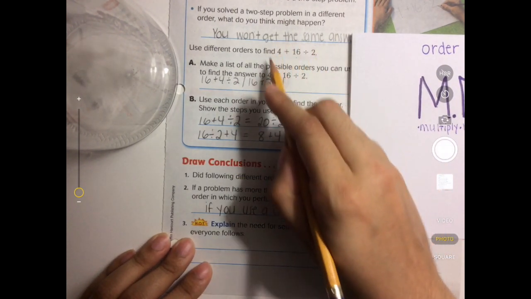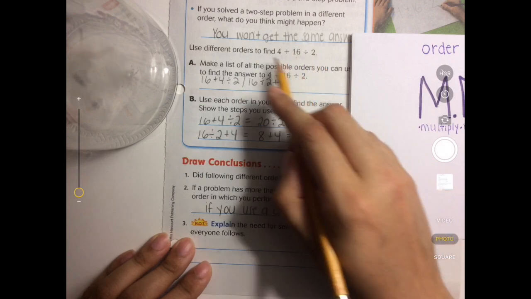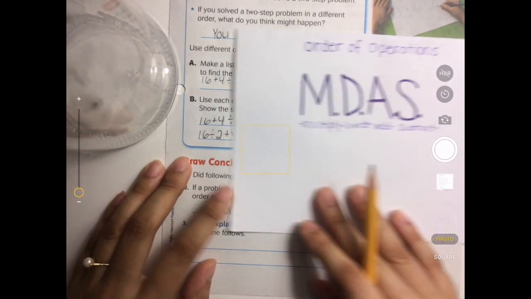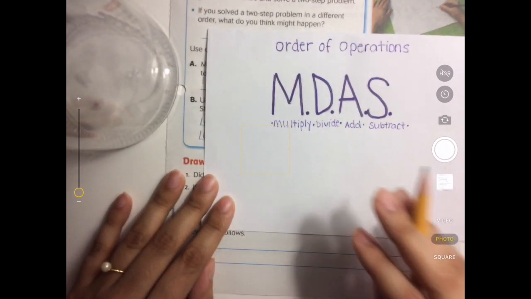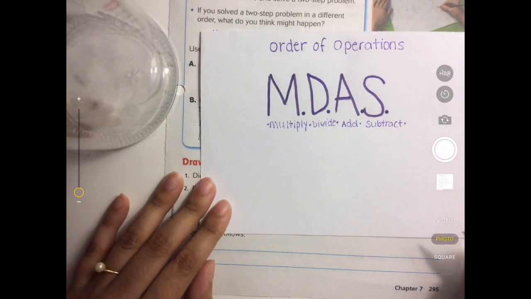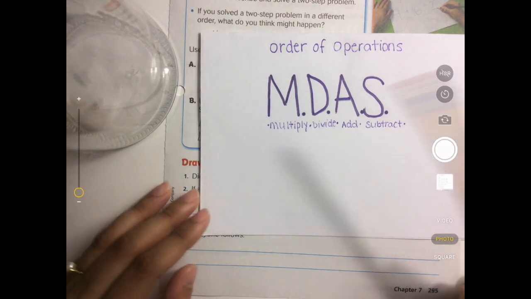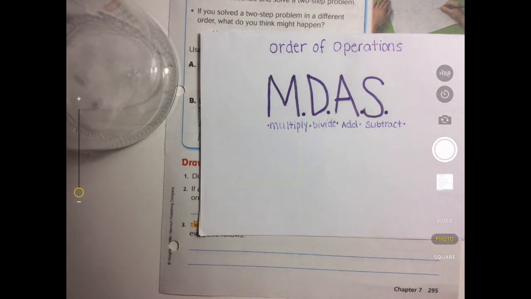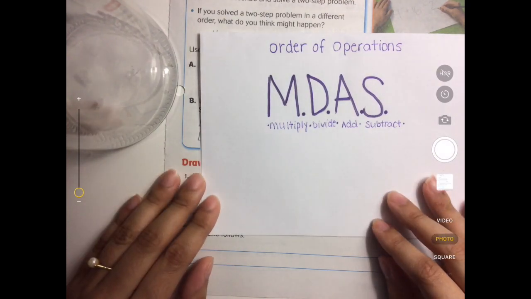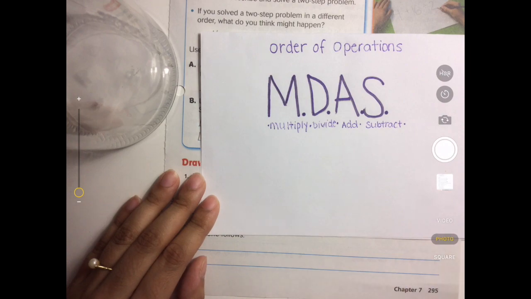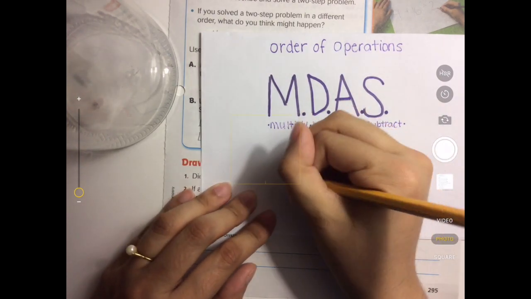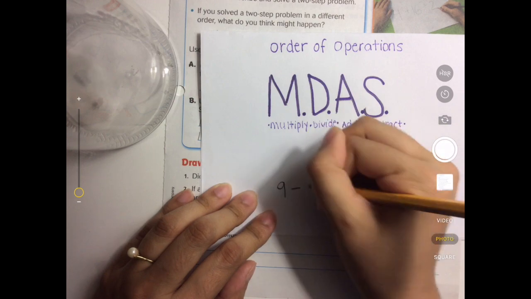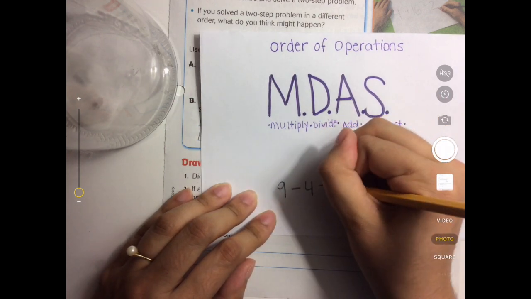Whenever you see a problem such as this one that has a bunch of different operations, you have adding, subtracting, dividing, whatever it is, follow this order and you will get the correct answer every time. So if I had a problem that had multiplying, dividing, and subtracting, but it was in a different order, I have to follow this sequence and I will get the correct answer. So let me show you using an example. What if I had 9 minus 4 plus 3?